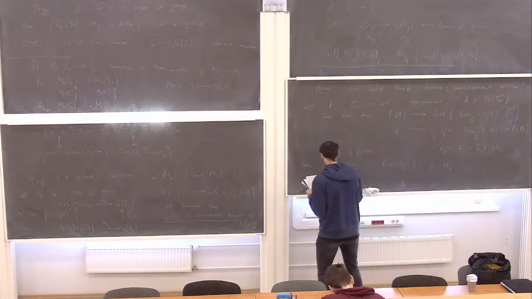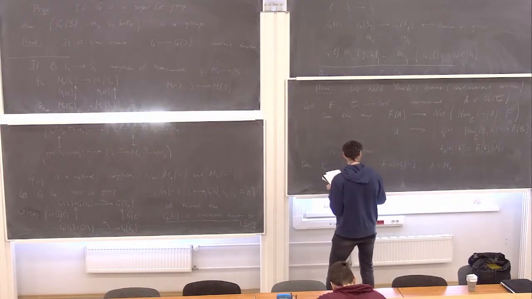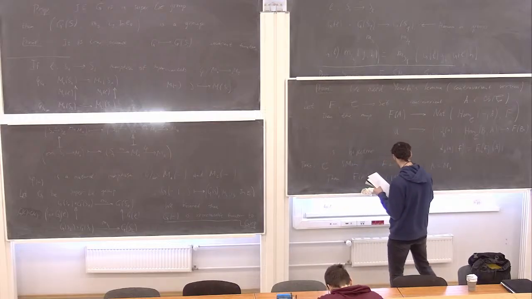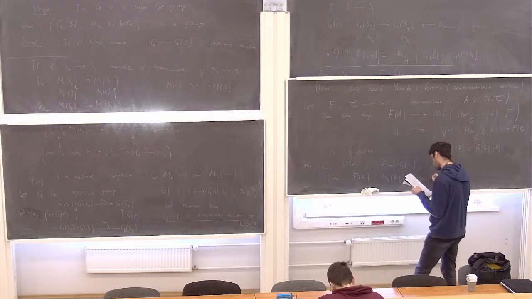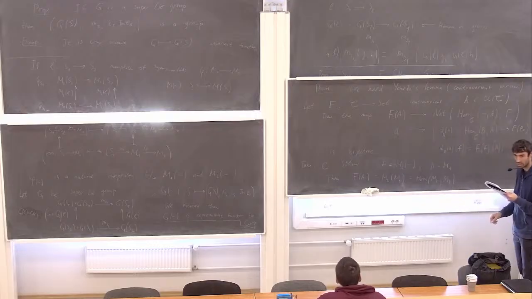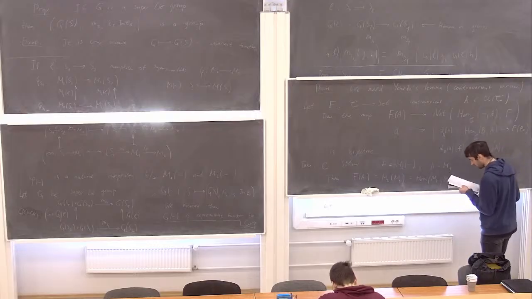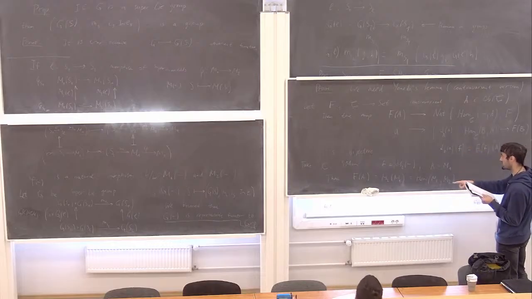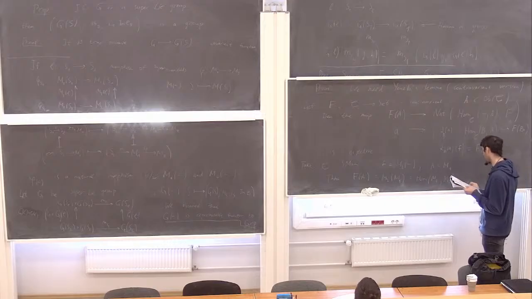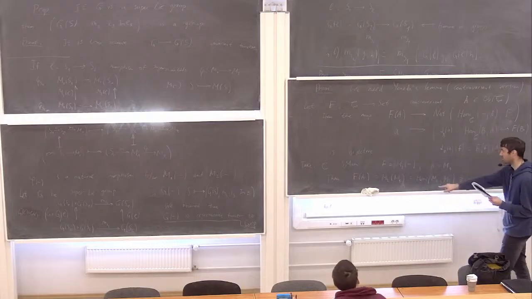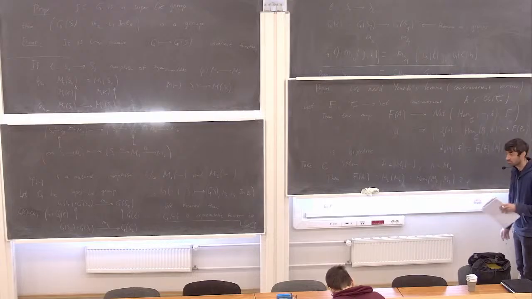Then F of A is just Hom of M1 to M2, right? So I can fix, so my point in F of A is really a morphism, some morphism in here, right? So this A is really some phi from here, right?